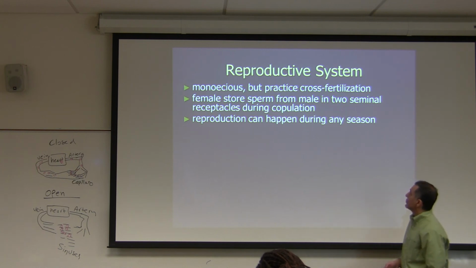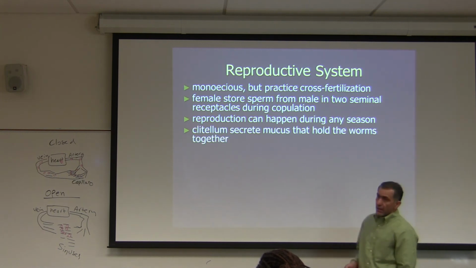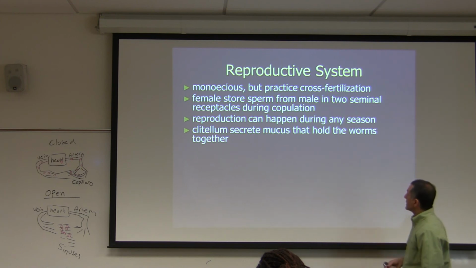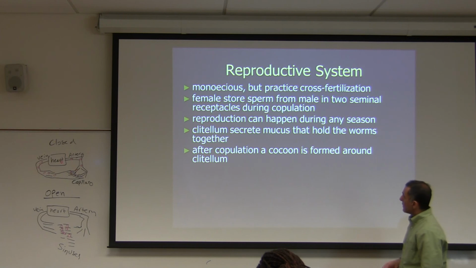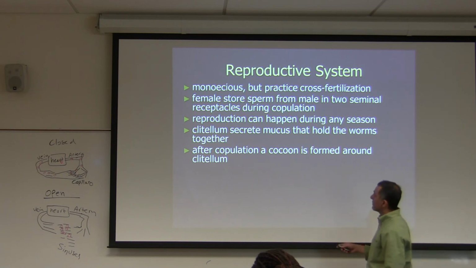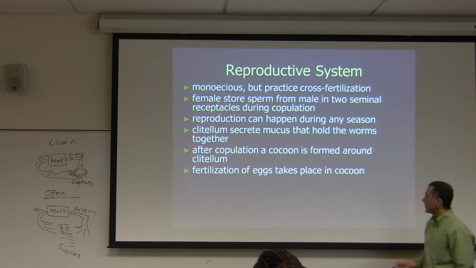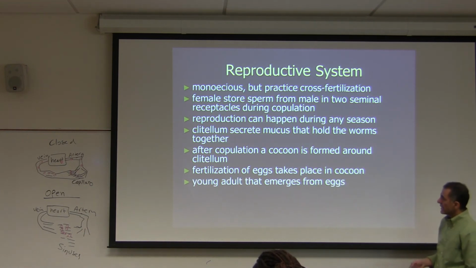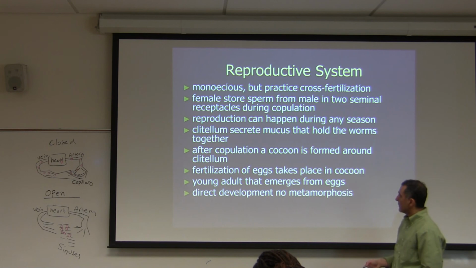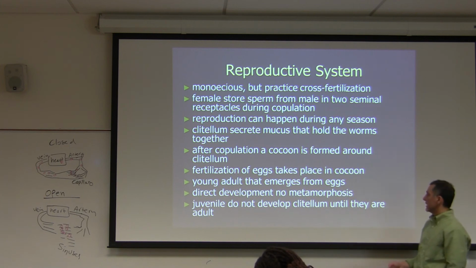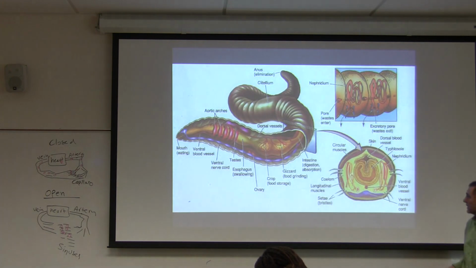Reproduction can happen during any season, unlike sandworms. The clitellum secretes mucus that holds the worms together. After copulation, a cocoon is formed around the clitellum, and fertilization of eggs takes place in the cocoon. Young adults emerge from the egg. I'm waiting for pictures. Direct development, no metamorphosis. Juveniles do not develop a clitellum until they are adult.